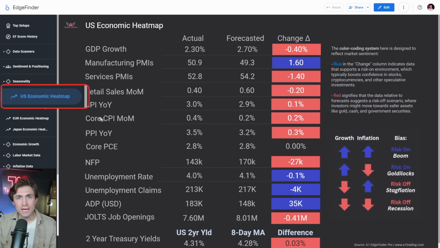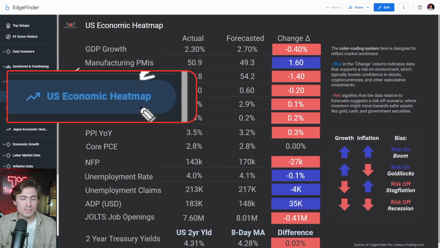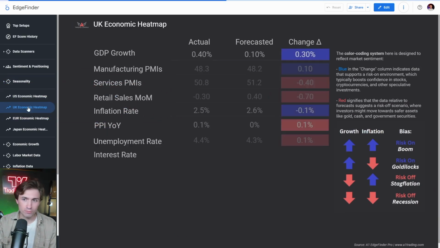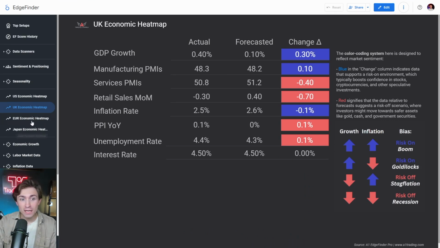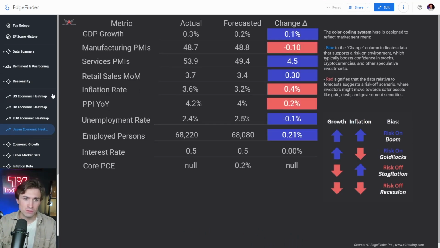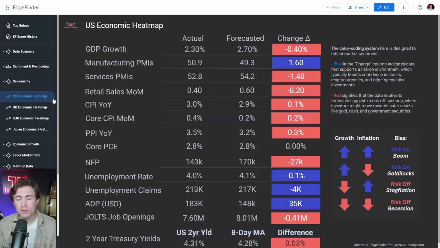So what we're looking at is a US economic heat map, and it's a new feature that we just recently added to our software, the Edge Finder. And for fun, we also added the UK, Europe, and Japan economic heat maps as well. So today I'm going to focus mostly on the US economic heat map as it is the most complete one that we've built. We do plan on continuing to add more of these features in the future.